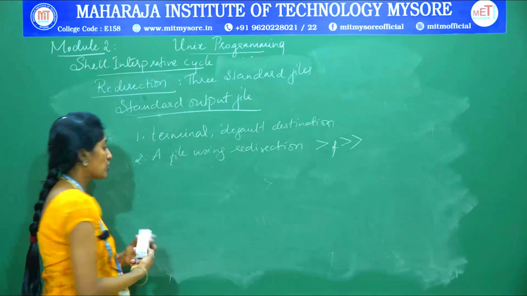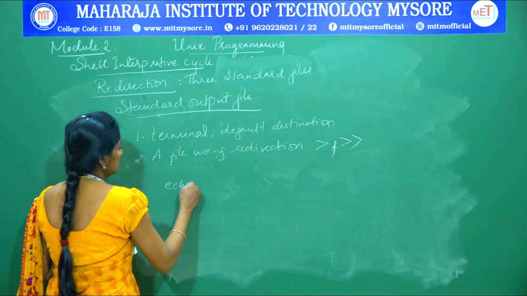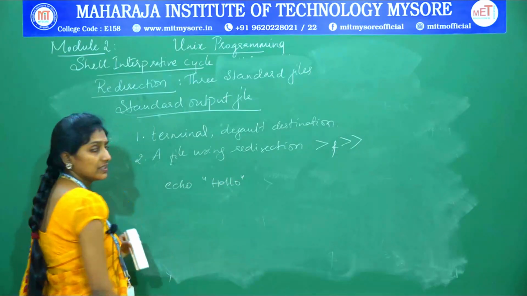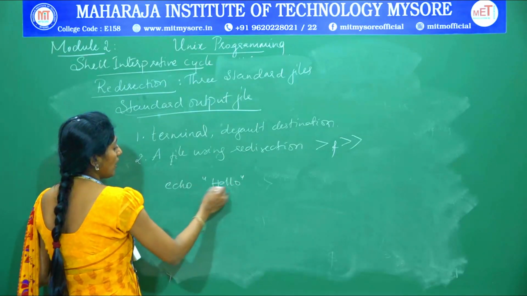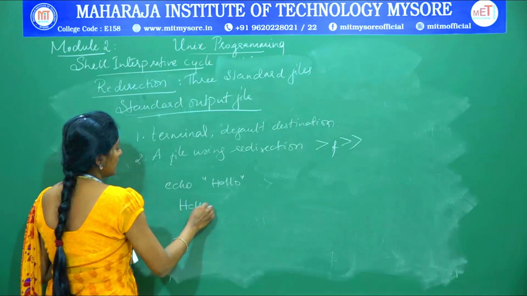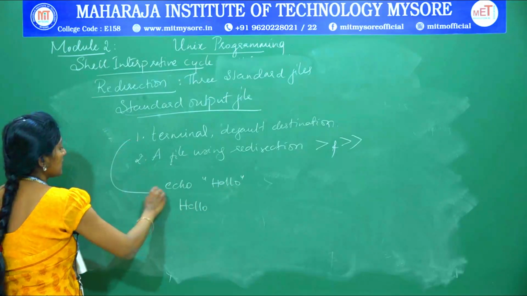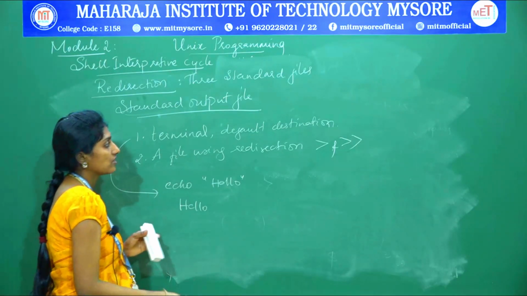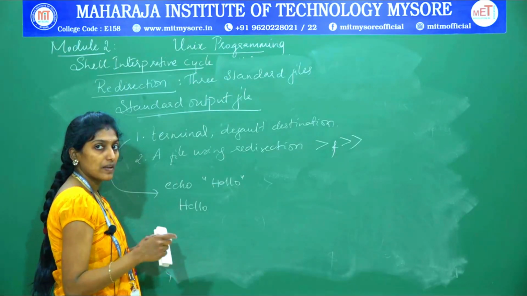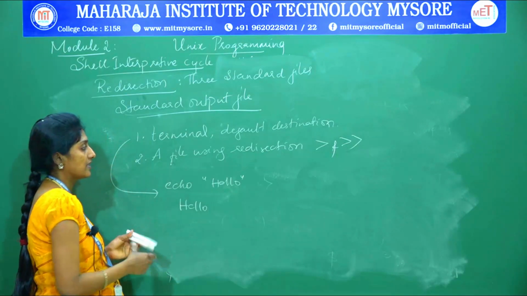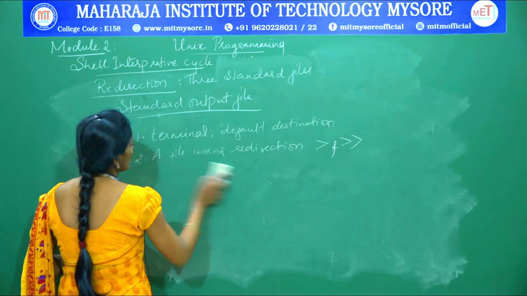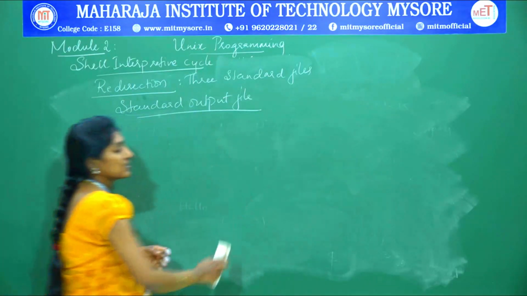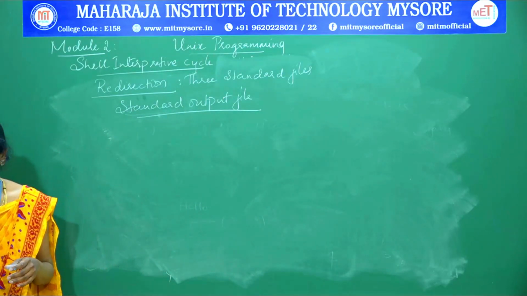Terminal, as I said. If I just give echo hello, the echo hello message is going to be displayed on the terminal itself. This is the first way of accessing your standard output file. The default destination for displaying the message is the terminal itself. Next, for displaying this message, you can use the redirection symbol, that is greater than and double greater than symbol.